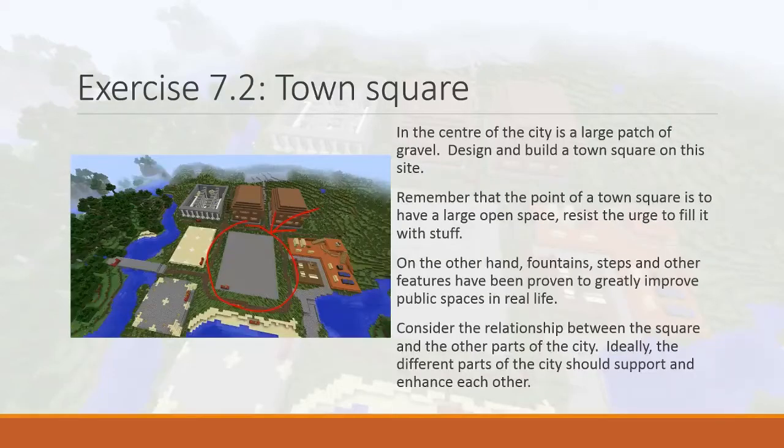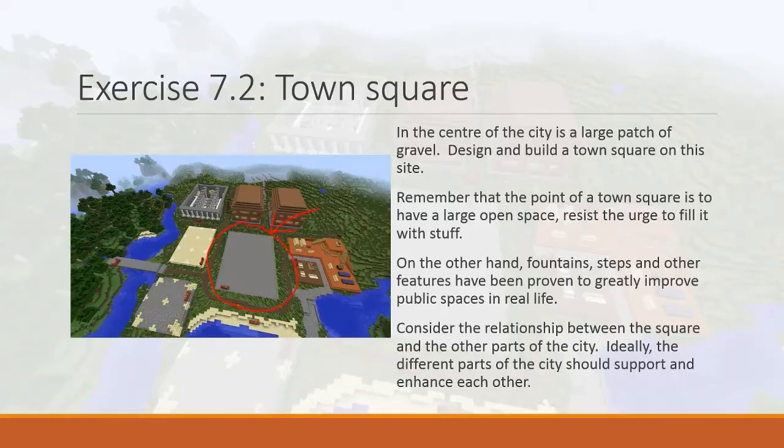So for the 7th exercise in Minecraft, your task is to build a city square or a town square. So in the center of the city is a large patch of gravel. You are to design and build a town square on this site. So what I've basically given you is just a large piece of paving, not unlike Tiananmen Square or Red Square. It's just paving with nothing on it.